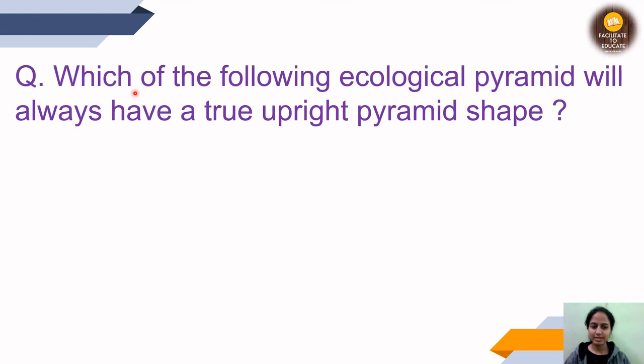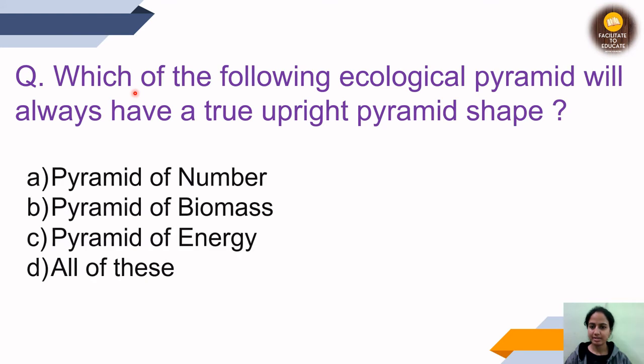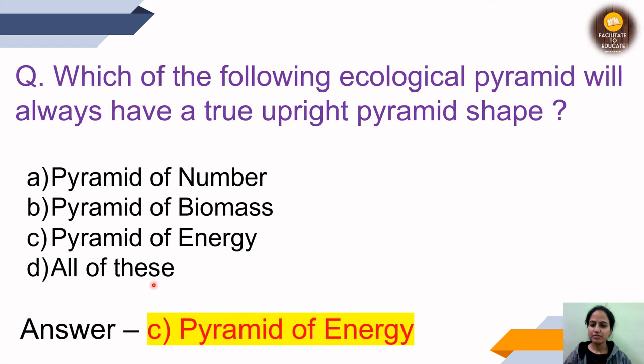I have already told you the answer, but again, let's see the options. Pyramid of number, pyramid of biomass, pyramid of energy, and all of these. You already know the answer. It is the pyramid of energy, that is the C option. Why? Because the pyramid of number is also showing an inverted pyramid. The pyramid of biomass is also showing an inverted pyramid, but the pyramid of energy is always and always upright.